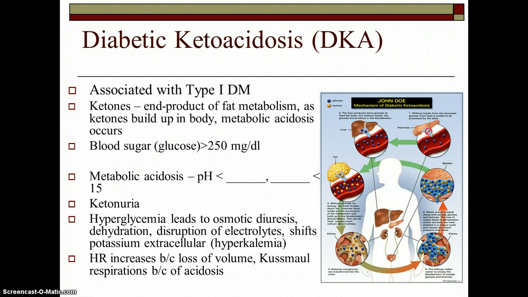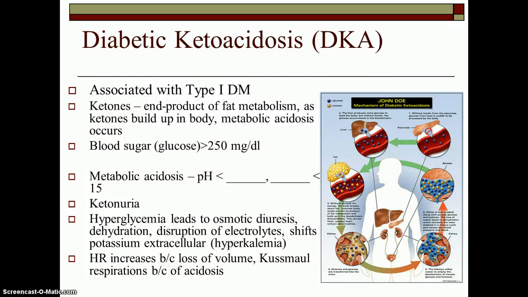The blood sugars will often be above 250, and remember, if it's a metabolic acidosis, then our pH would be less than 7.35, and metabolic, we'd be looking at a bicarb that is less than 15. In their urine, we would see those ketones.